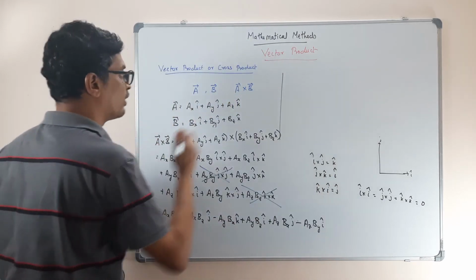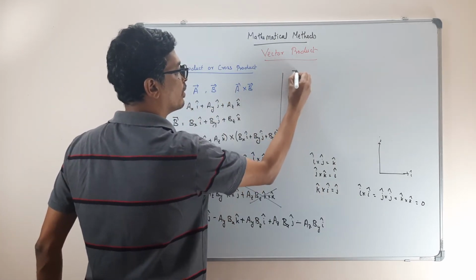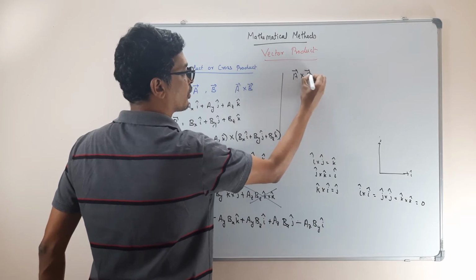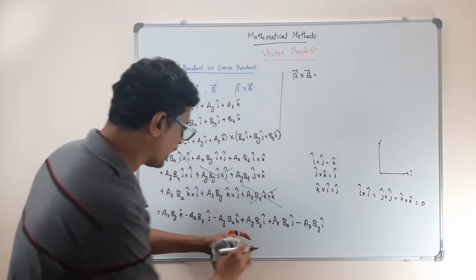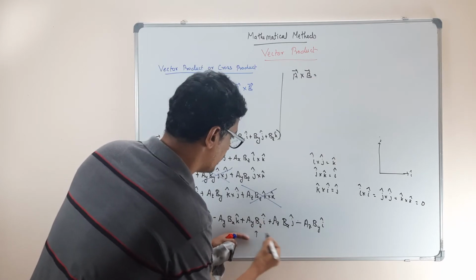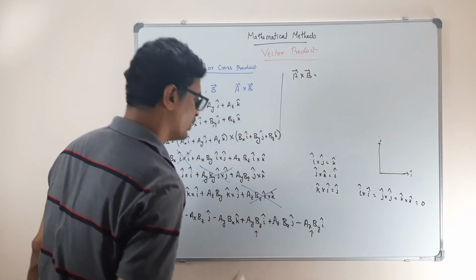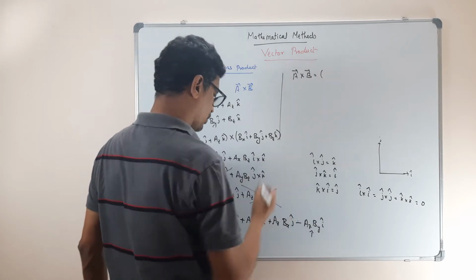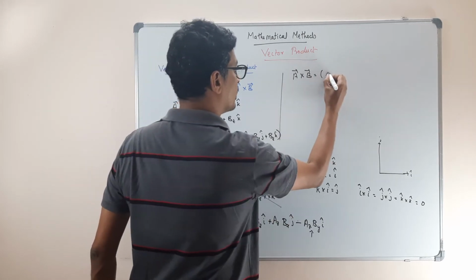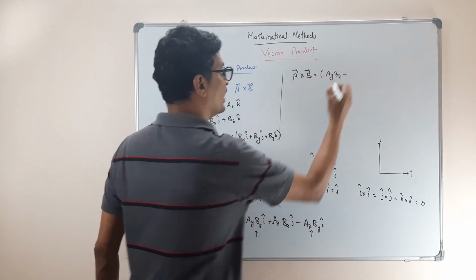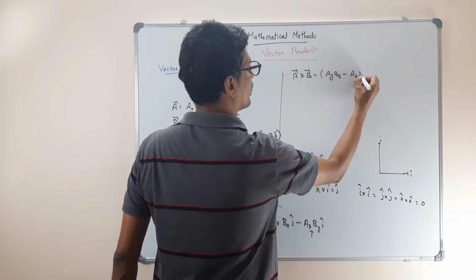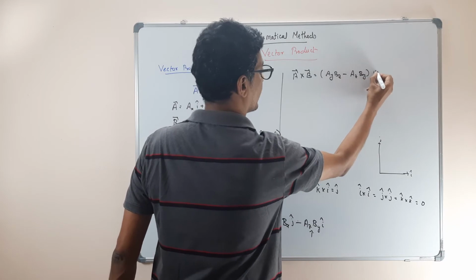So our A cross B is equal to, let me combine the i caps. What are the i caps we have? This one and this one, right? So if I combine them both, what do you have? AYBZ minus AZBY of i cap.